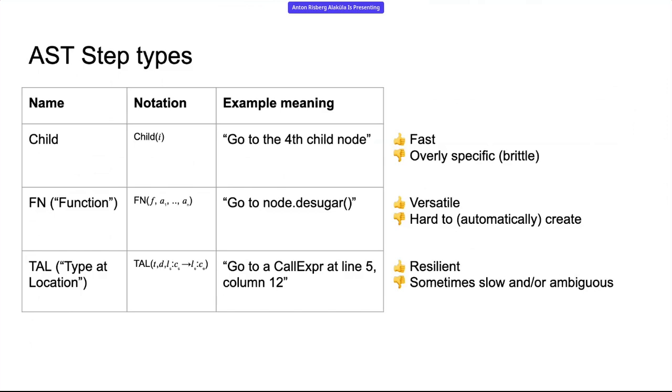The problem with tull is that sometimes it can be slow. In the example I showed in the benchmark, where you have 100,000 lines of code on the source path, if you apply a tull from the root, then it needs to search through all 900 files, which is very slow. And it can also be ambiguous. There can be multiple nodes that match your criteria.